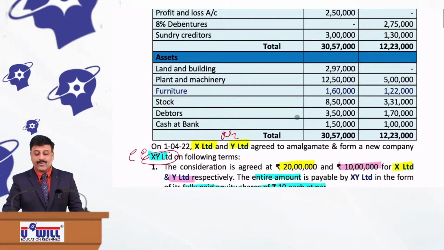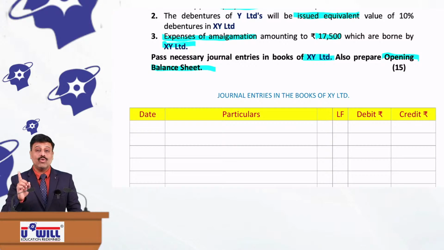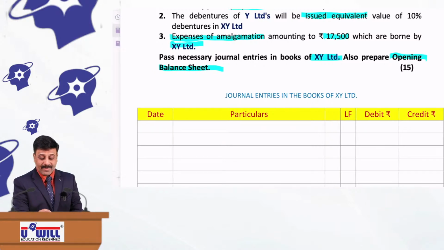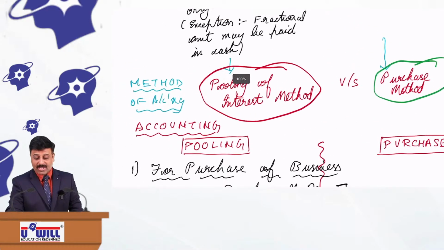Now, let us first identify is it merger or purchase, because if it is merger in the books of XY Limited, then we will have to do pooling of interest method. If it is purchase, then we'll have to do purchase method of accounting. If you see yesterday's session, I discussed the conditions of merger and purchase with you.